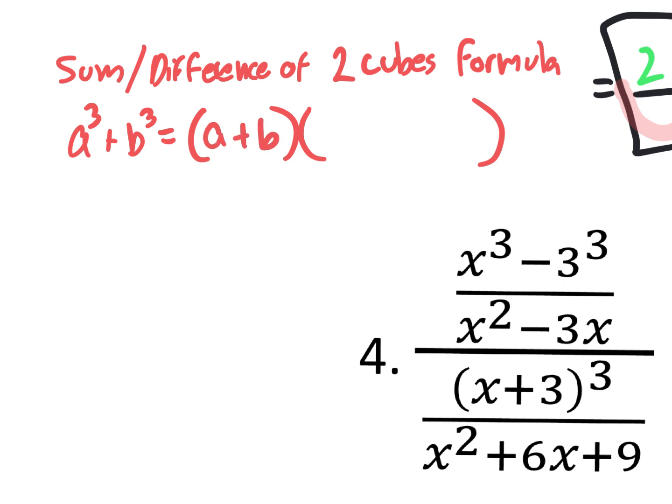And then the trinomial will be a squared. Now, if you had a plus right here, this next sign is going to be a negative. Minus ab and then plus b squared. Nobody remembers this? Wow, that's sad.